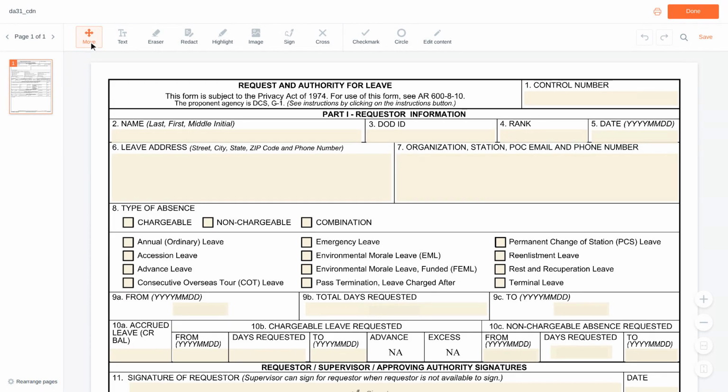The top section captures the soldier's personal information: full name, rank and grade, social security number, unit of assignment, and duty phone. This identifies who is requesting the leave and which unit is granting it.